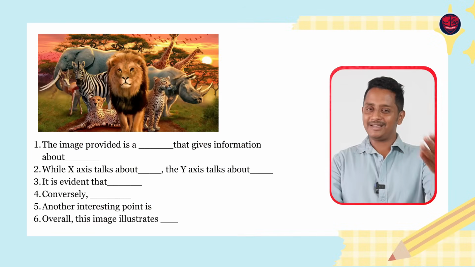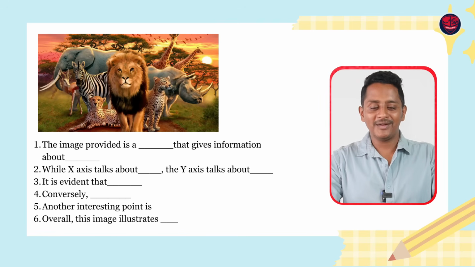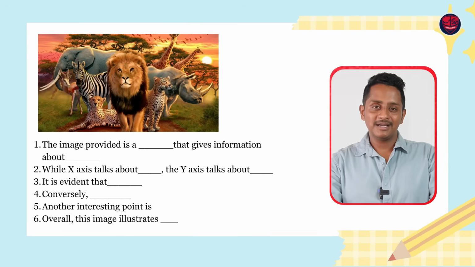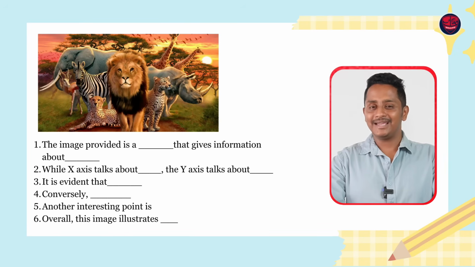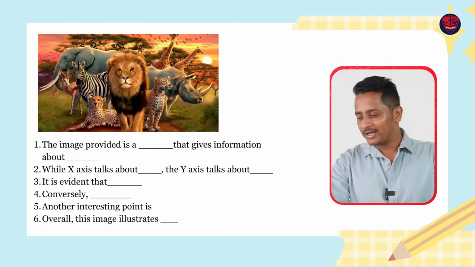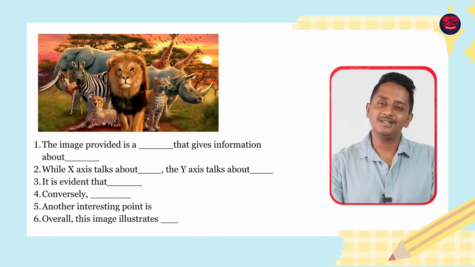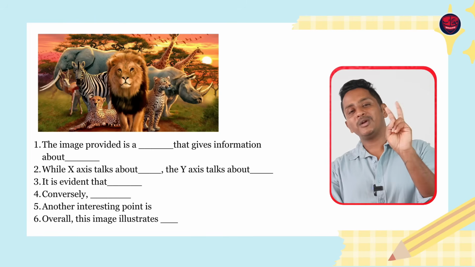The next strict rule: intonations. I have seen people intonating something like this for this image. They speak: The image provided is a picture that gives information about the lions and other animals. Firstly, from the image we can see that lion is at the center of the picture. You cannot get marks if you speak like this, no matter if you give perfect content. Fluency will always be 1 or 2 and not more than that.